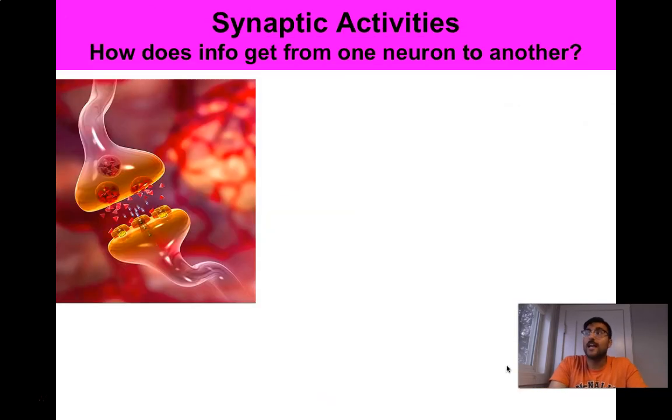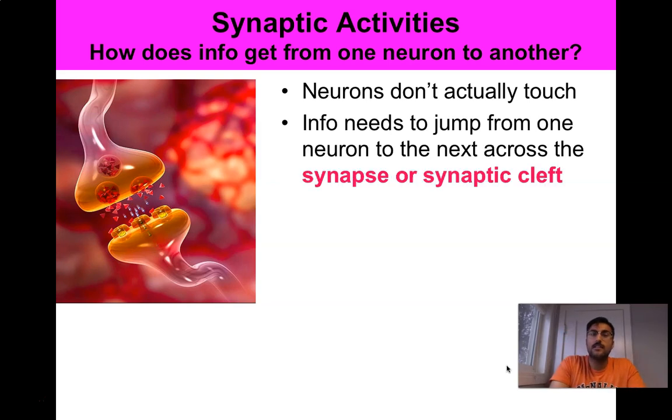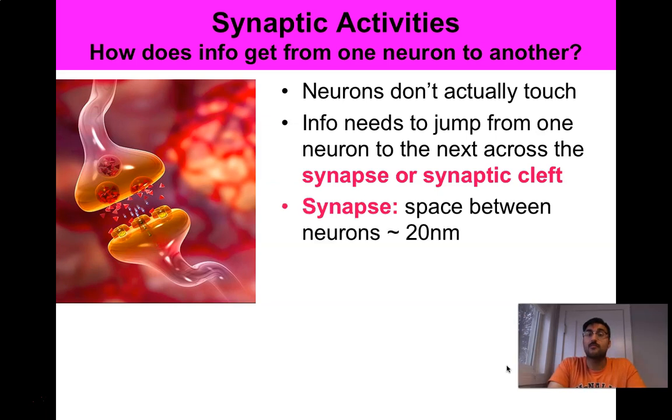Okay, synaptic activities. So how does the information get from one neuron to another? Well, neurons don't actually touch. They just sort of straddle each other very closely. And you need to have that information, the electrical signal from one neuron, somehow jump to another neuron so more action potentials can occur. And the only way that's going to happen is if you have that communication. So the communication is going to occur in this space called the synapse. And the synapse is this precise small gap between 2 neurons.